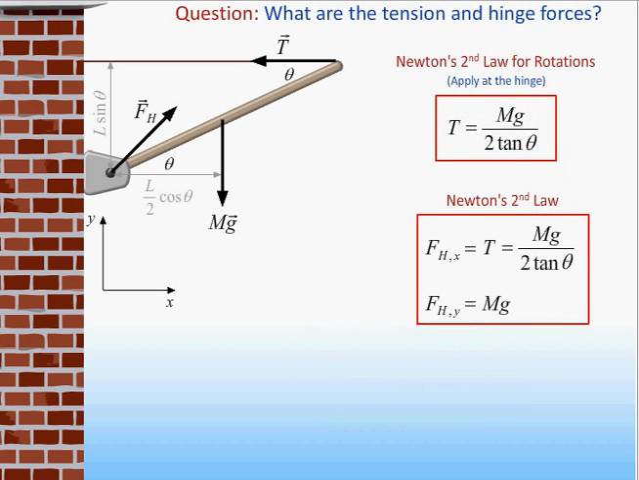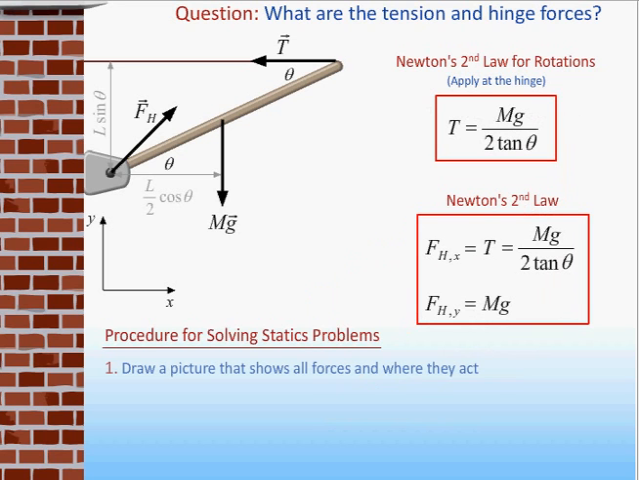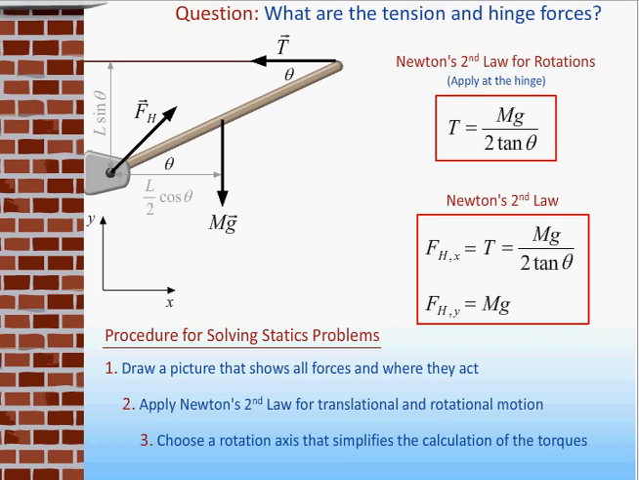The procedure we have demonstrated in these last two examples will work well for any statics problem. Namely, start by drawing a picture that shows all forces and where they act. Using this picture, you can write down equations that determine that the translational and angular accelerations are zero. You are free to choose a rotation axis that simplifies the calculation of the torques.